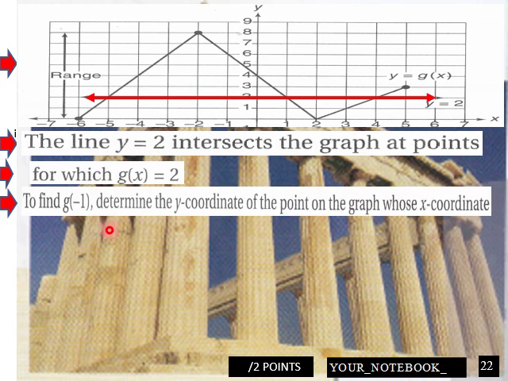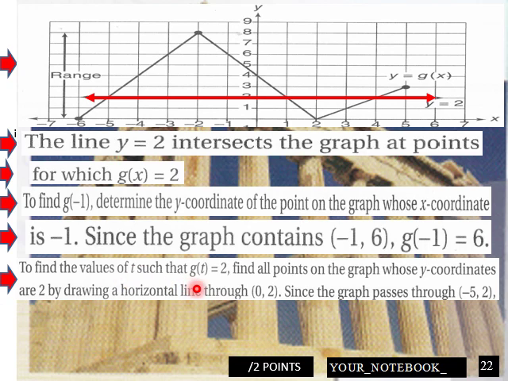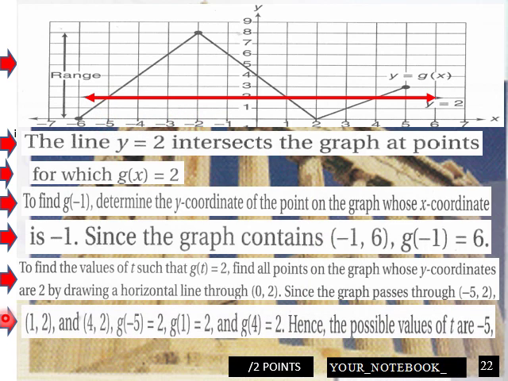For which values does g of x equal 2? To find g of negative 1, determine the y-coordinate of the point on the graph whose x-coordinate is negative 1. Since the graph contains negative 1, 6, g of negative 1 equals 6. To find a value t such that g of t equals 2, find all points on the graph whose y-coordinates are 2 by drawing a horizontal line through 0, 2. Since the graph passes through negative 5, 2, 1, 2, and 4, 2, g of negative 5 equals g of 1 equals g of 4 equals 2. Hence, the possible values of t are negative 5, 1, and 4.